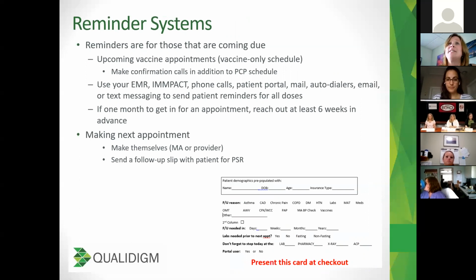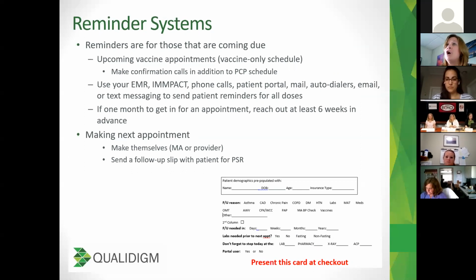So reminder systems are really set up to identify those who are coming due, not those who are already overdue, but those who will be coming due. You can do that by developing a vaccine-only schedule. You can do that for upcoming appointments in general. I encourage you to think about making sure those have confirmation calls, just like a regular PCP visit would, because it's super important to remind them that they've actually got an appointment and that they followed through. You can use Impact to pull reports, your EMR to pull reports, and then your reminder systems could vary, right?